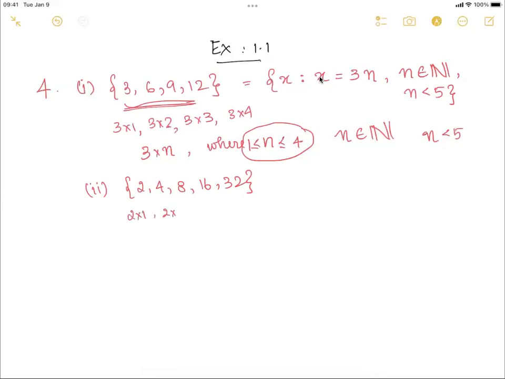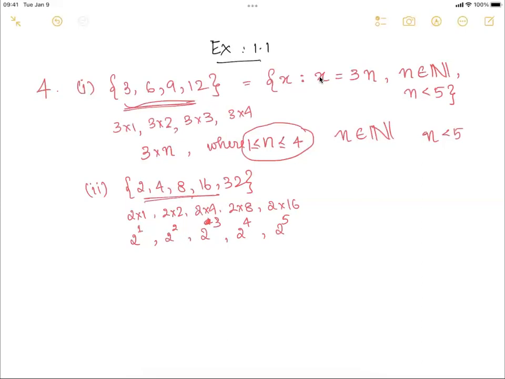Now, number 2 is very similar to number 1, except that here you have 2 1s are 2, 2 2s are 4, 2 4s are 8, 2 8s are 16, and 2 16s are 32. So you can basically write it as powers of 2, right? 2 cubed, 2 to the power 4, and 2 to the power 5. So the common factor for all of these elements in the set is that they are all powers of 2. 2 raised to a certain value gives you these elements.